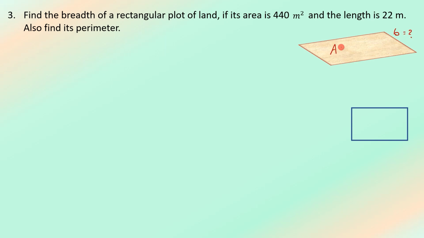Given area equal to 440 meter square and length equal to 22 meter. We know the formula for finding the area of a rectangle is length into breadth. Here area is given as 440, that is equal to length, which is 22 meter, into breadth. From this we can find the breadth.